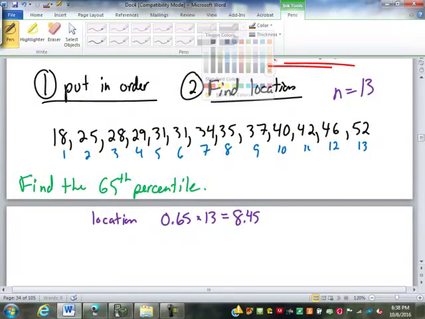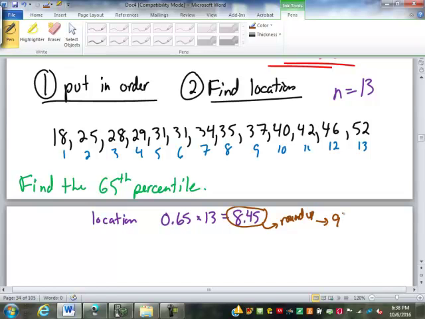Now remember, when we were looking at the median, if it came out to be a decimal, what did we say we did? We round up. So this is going to be the 9th number in the list. The 9th number in the list is 37. So the 65th percentile of this list of numbers is 37. I'm going to pause. Any questions on what I just did there?